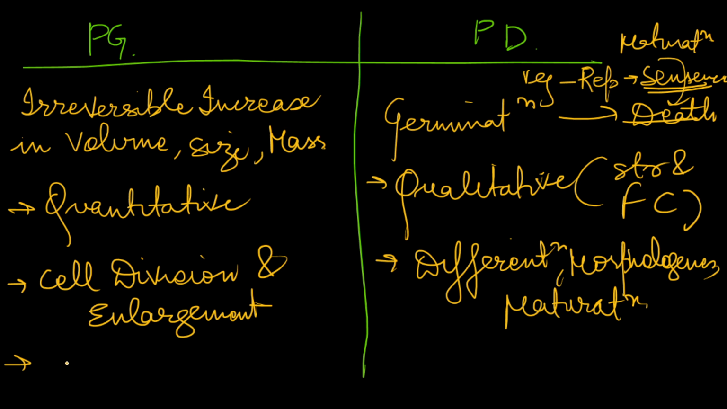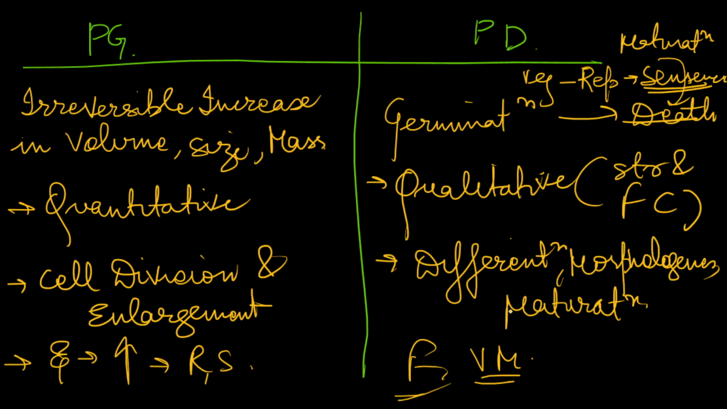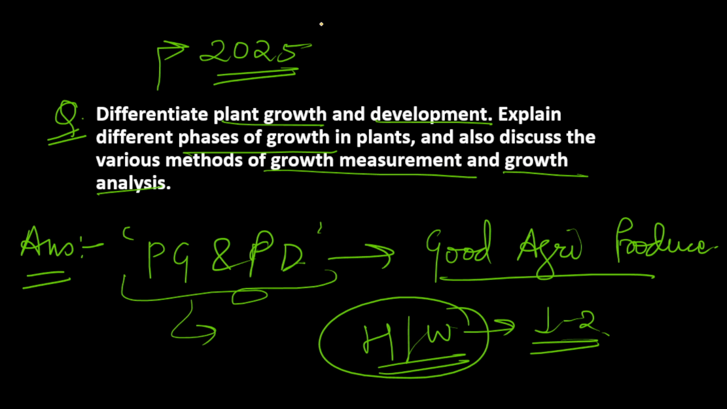For example, you can also mention examples such as increase in length of root or shoot, which will come under growth, but formation of flower and formation of vegetative meristem will all come under development. So this is the major difference between plant growth and development which you can mention. So we have done the first part. Now let's move to the second part, that is phases of growth.